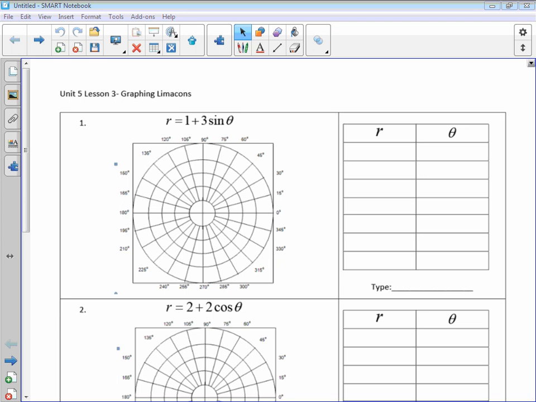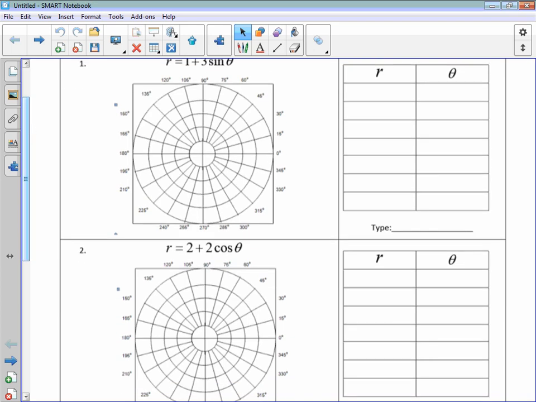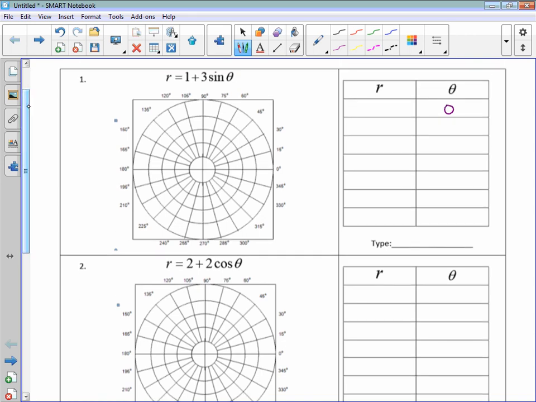Okay? So the first one here, we've got r equals 1 plus 3 sine of theta. So I would start with a theta of 0. If I plug in 0, what is the sine of 0? 0. Okay. 0, plus 1. That's a good start.